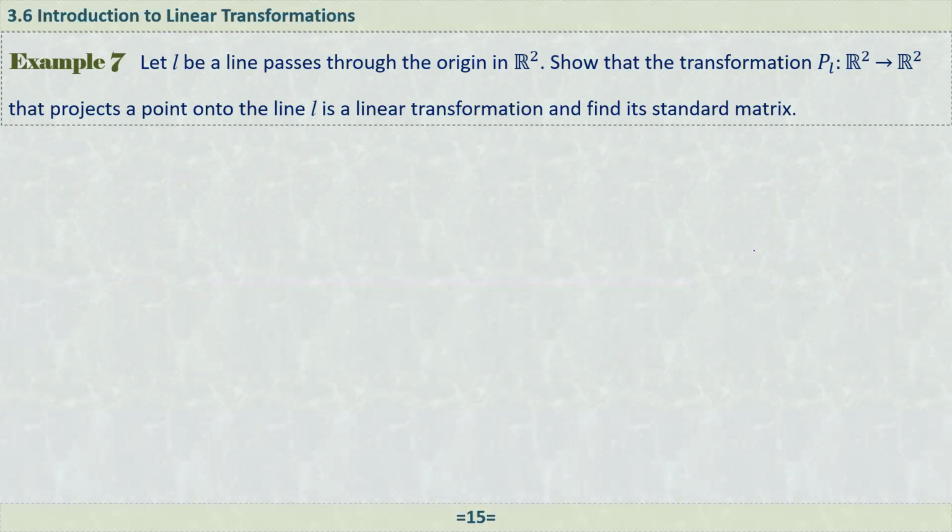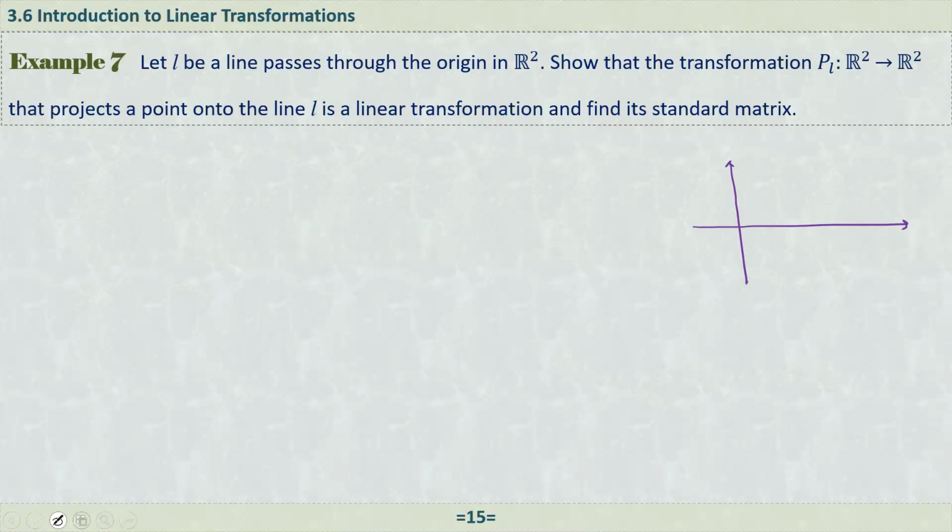Another example. Let L be a line that passes through the origin in R2. Show that the transformation from R2 to R2 that projects a point onto the line L is a linear transformation, and find its standard matrix. Actually, it is a kind of projection, projecting a vector onto another vector.